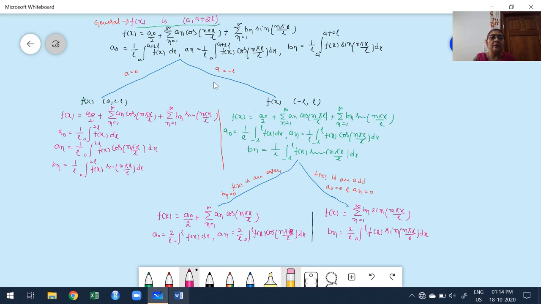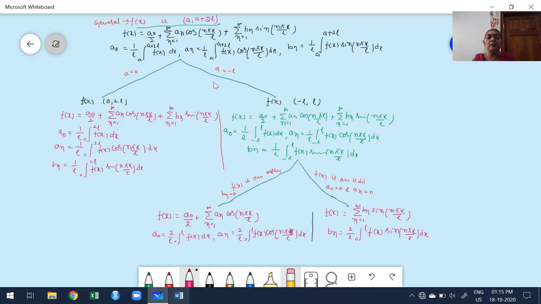Whenever the interval starts from 0 to 2L, you can't go for even or odd. Keep in mind, most students make mistakes here. They worry about the function. Don't worry about the function first. First, observe the interval. If the interval starts from 0, you go for the first case. There we don't have even or odd, so I have to find a0, an, and bn. The interval is 0 to 2L. How to take the value of L here? The upper limit of the first case, 2L, equals the corresponding upper limit of the problem. Simplify that, and we get the value of L.